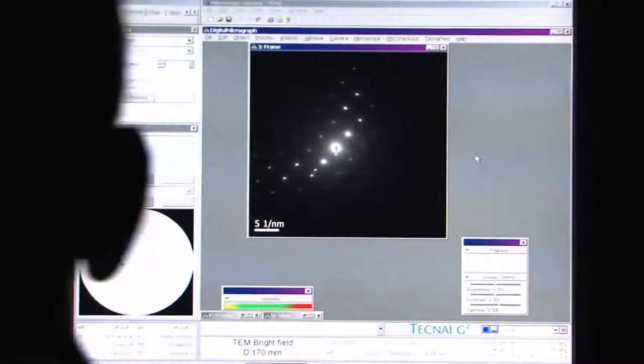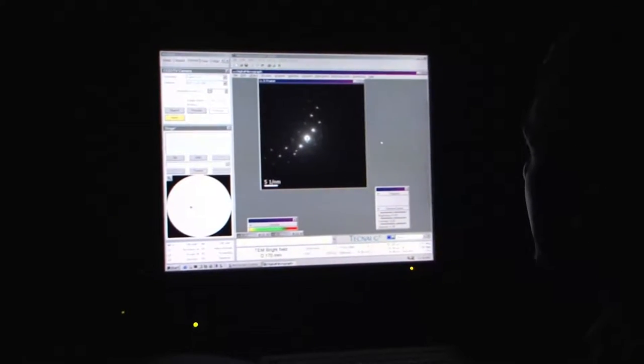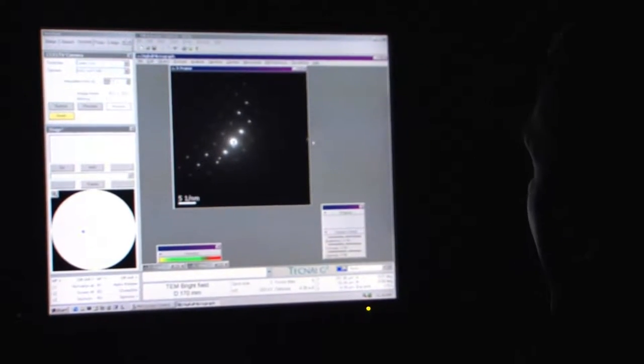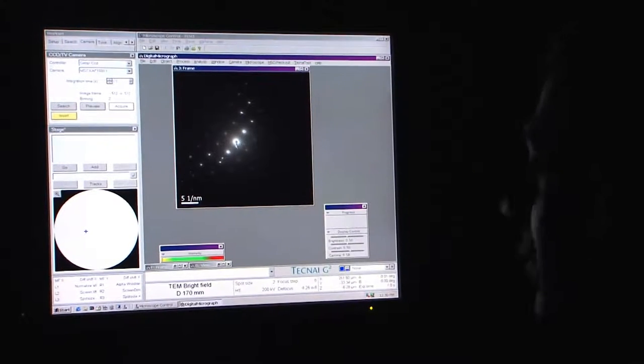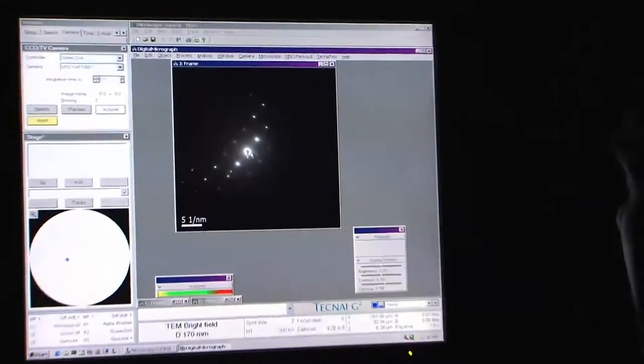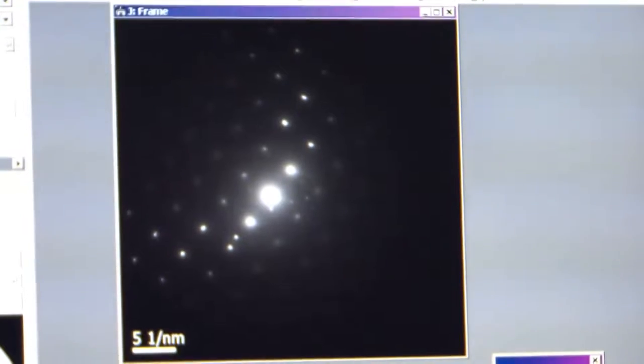Okay, so we can gather a diffraction pattern by using the selected area aperture, selecting a particular region of the sample, and this is one such diffraction pattern we can see on the screen. The diffraction pattern has a transmitted beam or the forward scattered beam and diffracted beams sitting at different places. So if I put the objective aperture here on the transmitted beam, then I can basically get the bright field image, the one which I showed you, here.